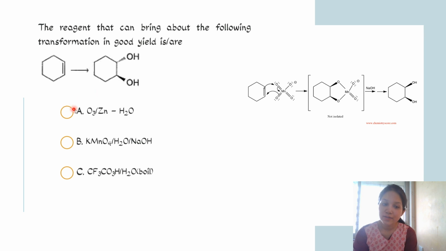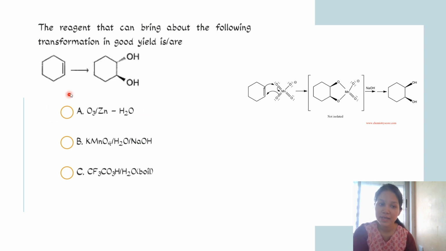Let us look at the first option. It is given the condition for ozonolysis. So what happens when we subject an alkene to ozonolysis? If it is an acyclic molecule, you end up getting two carbonyl compounds as the major product, and if it is an alicyclic molecule, you get a dicarbonyl compound as the product.